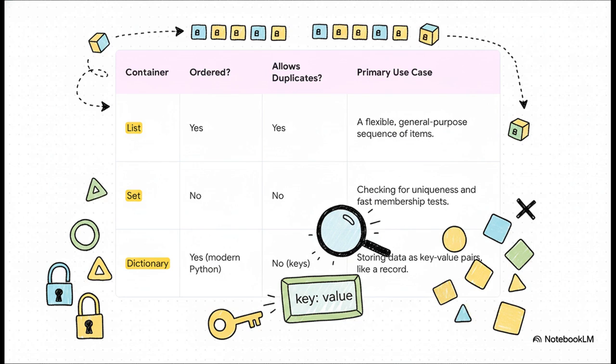And finally, the dictionary. This is for structured data. You store everything as a key-value pair, kind of like a Rolodex or a user profile. It's built for looking things up instantly by their key.